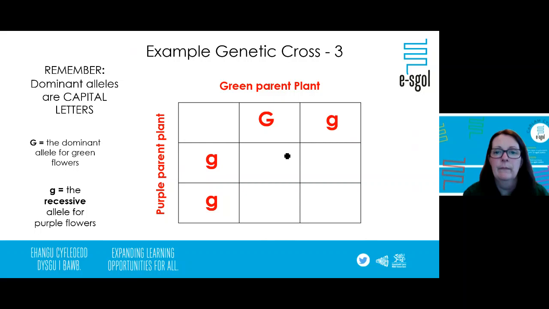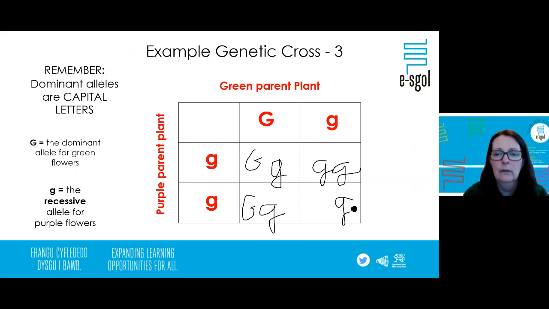Okay, so we've got here a big G and a little g. Over here we've got two little g's. And then again, we've got a big G, a little g, and two here, little g's.